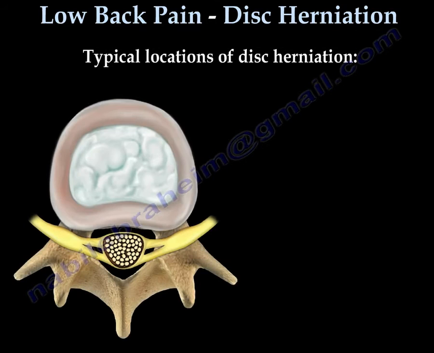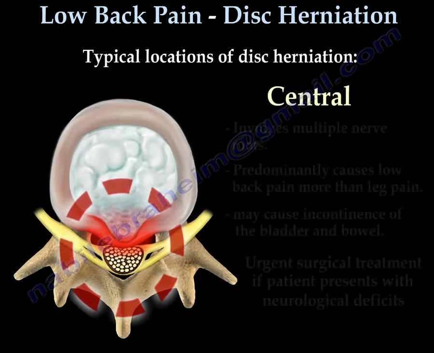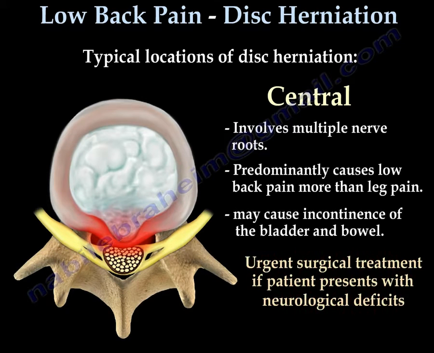Typical locations of disc herniations. There are 3 typical locations for disc herniations. Central: it's a rare condition. It will affect multiple nerve roots. Patient will have back pain more than leg pain. It may cause incontinence of bladder and bowel. Urgent treatment is necessary if the patient presents with neurological deficit.